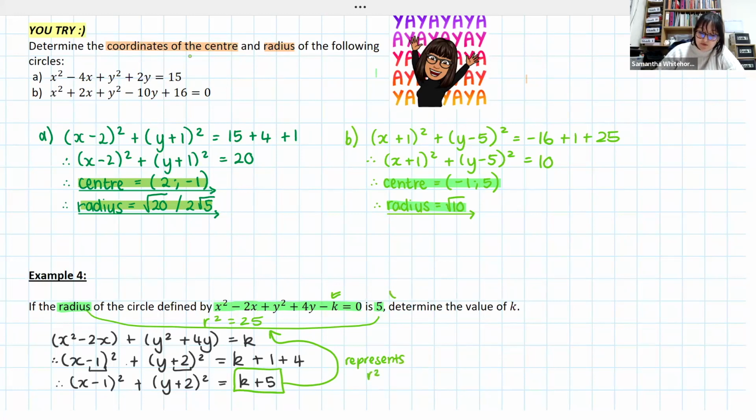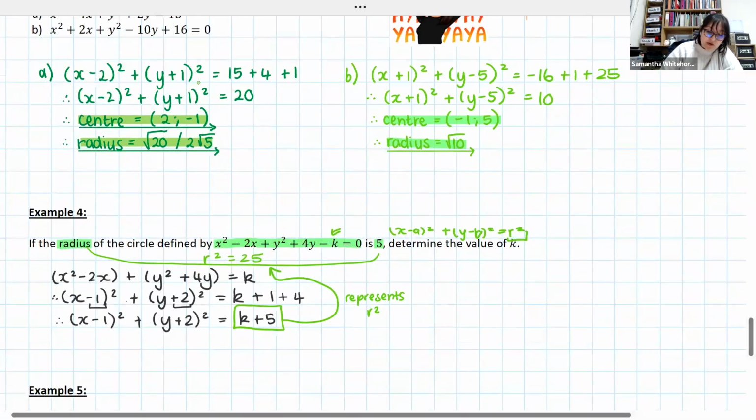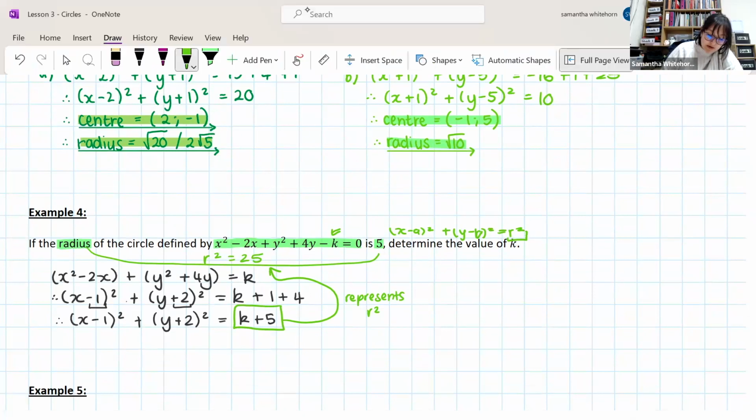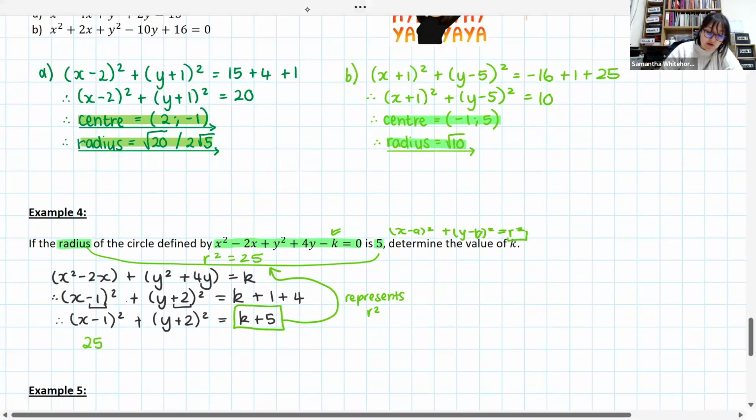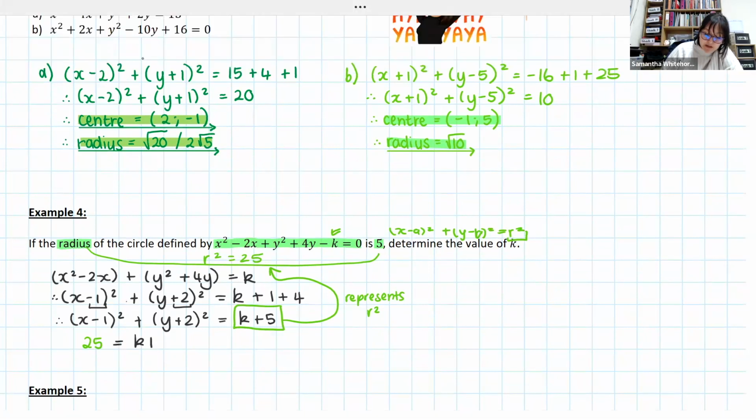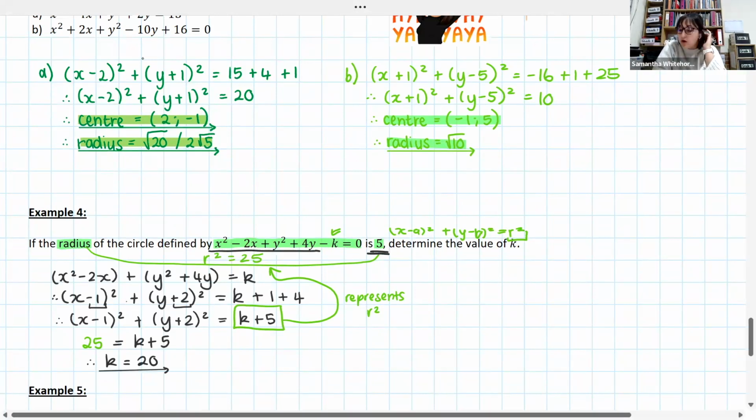So in this format of my circle, (x - a)² + (y - b)² = r², the right-hand side is r². And that's great because I actually have information about my radius. I know that my radius was 5, so r² is 25, and that is represented by k + 5. So I can now solve for k and say that k must be a value of 20 if this is the equation of my circle and if the radius is 5 units long.